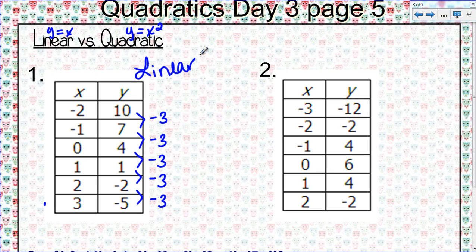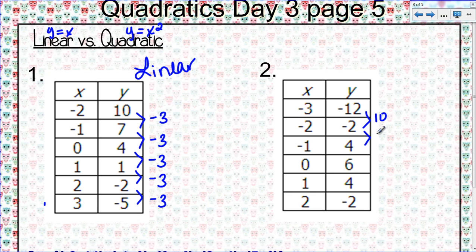When it's quadratic, here's the way I remember this. Quadratic functions always have an x squared in them. And so if I want to know if something is quadratic, then the second differences have to be the same. And here's what I mean by that. If you look at this table, again, all of my x values increase by 1, so I'm not going to worry about those. What I'm going to look at is the y values. From negative 12 to 2 is an increase of 10.